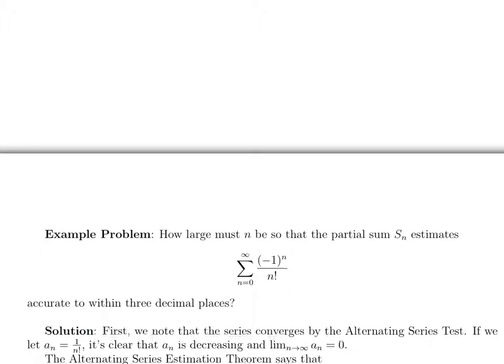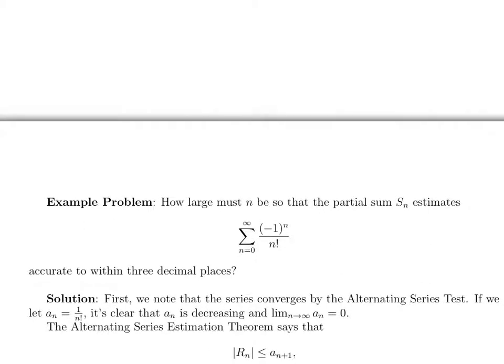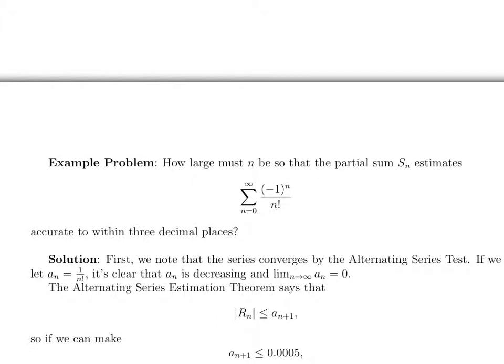Now we're going to use the alternating series estimation theorem. That says that the absolute value of the remainder is always smaller than the next term in the series. So if you estimate that sum by taking a partial sum, you can bound the remainder by the next term in the series. All right, so I want to make a sub n plus 1 smaller than 0.0005.